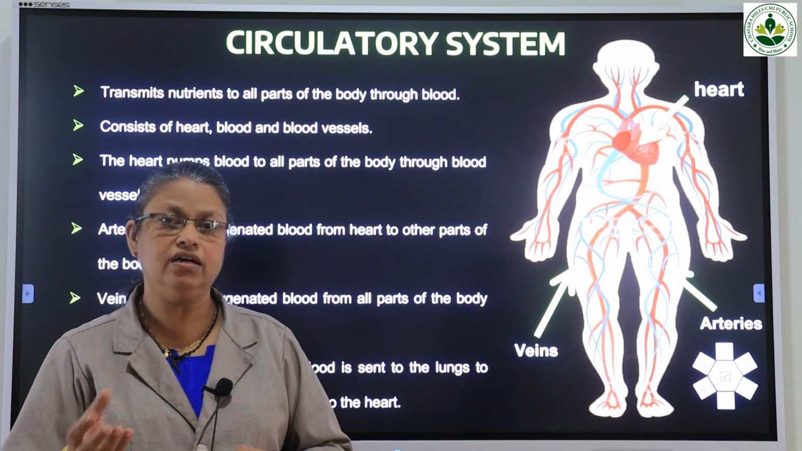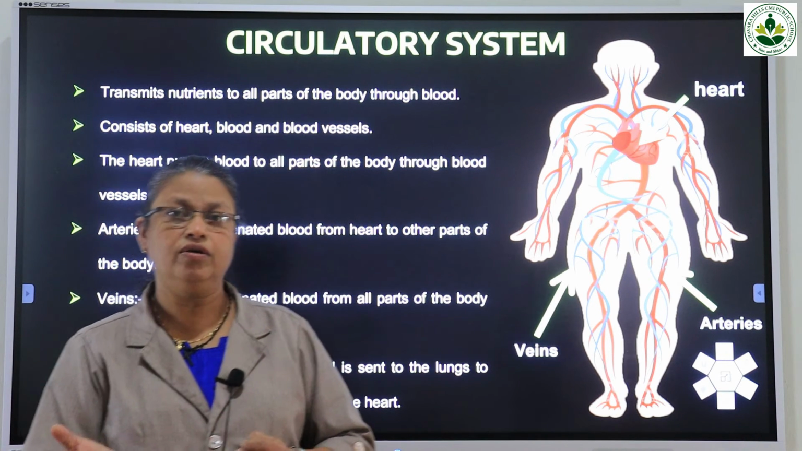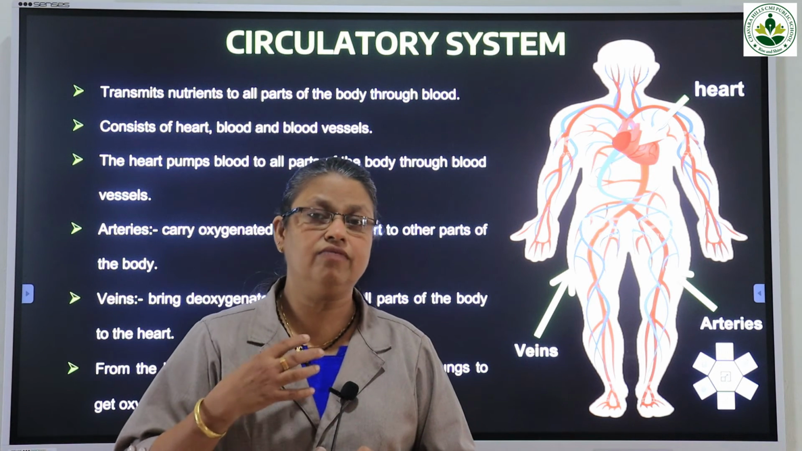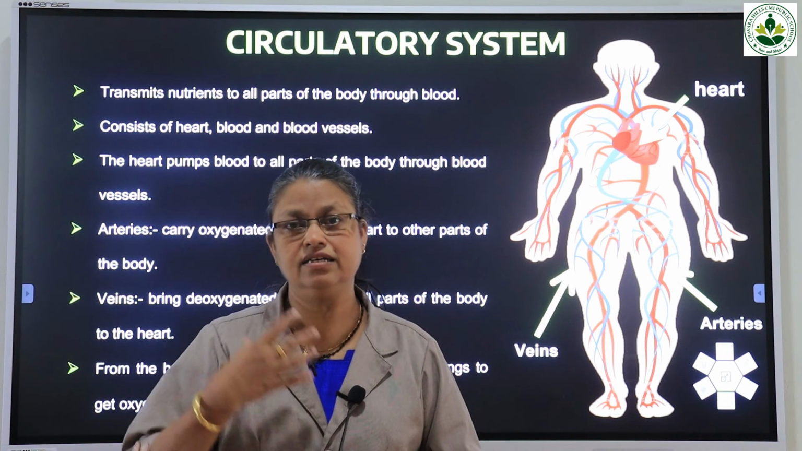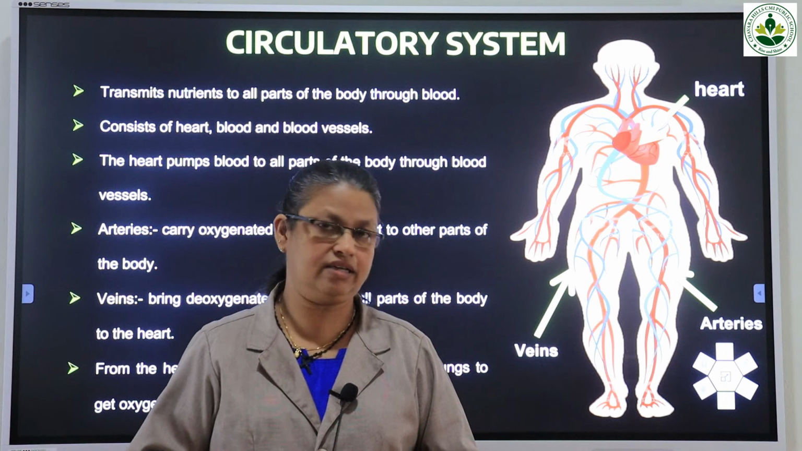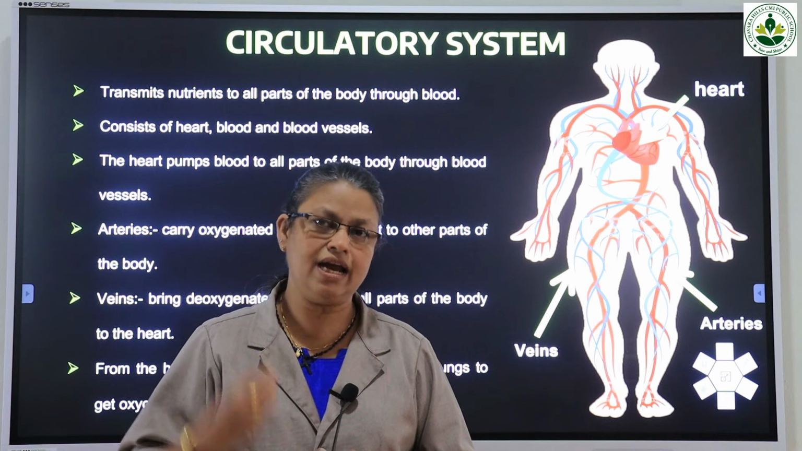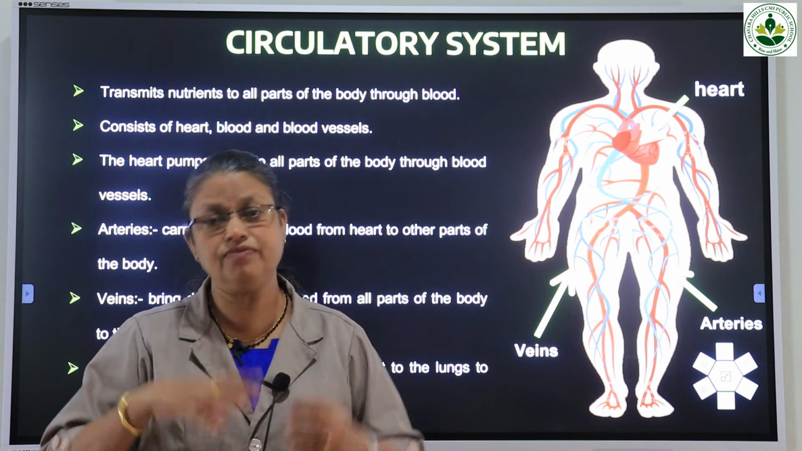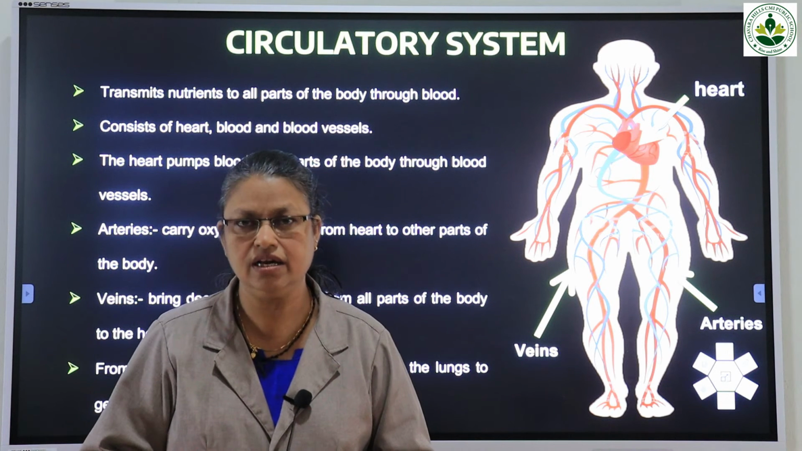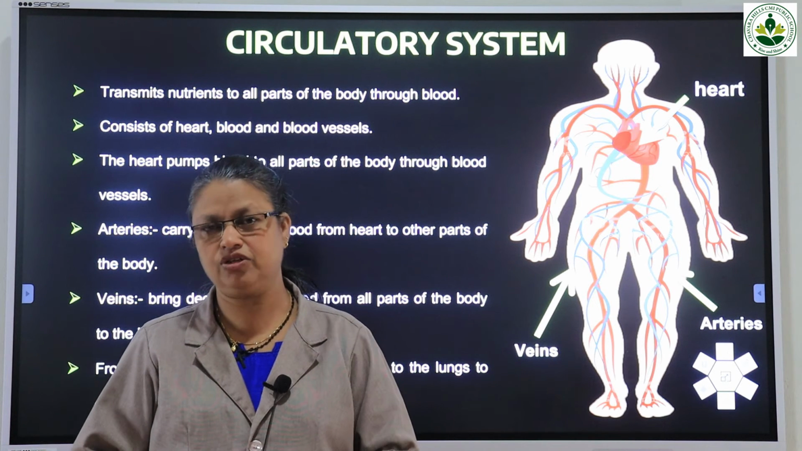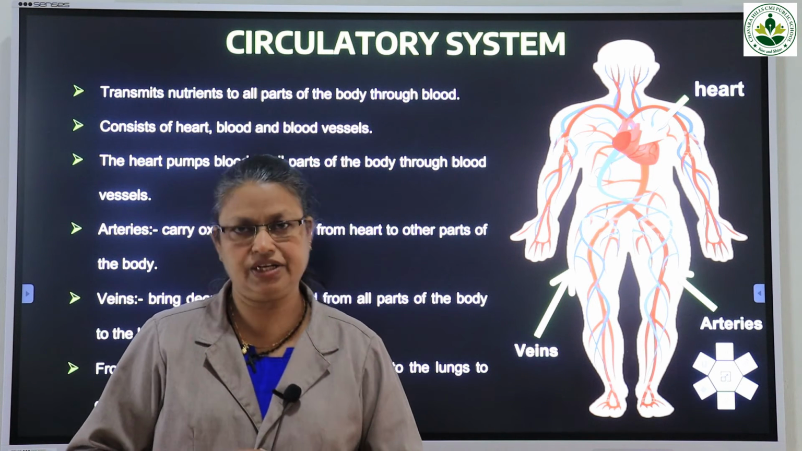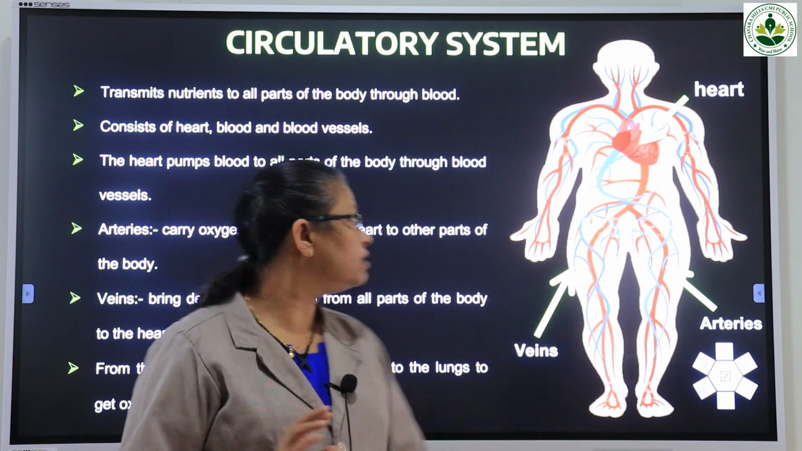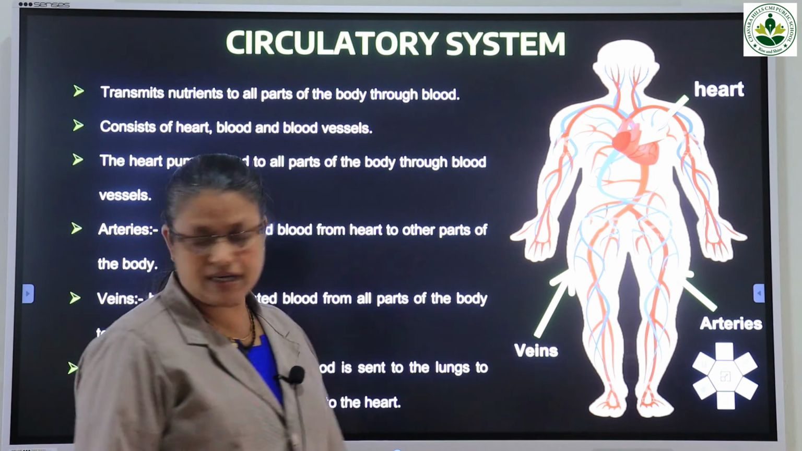So when the blood is carried from other parts of the body to the heart by the veins, what does the heart do? The heart sends the blood to the lungs, and in the lungs it is mixed with oxygen and sent back to the heart, and from the heart oxygenated blood is carried to all the other parts of the body by the arteries. So that is about the circulatory system.